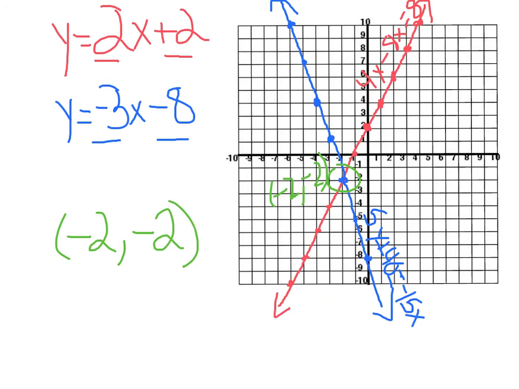So to recap, to solve a system graphically, the first thing we do is put our lines in y equals mx plus b form, or to isolate y. We then graph both of our lines and see the point at which they cross. That point will be the solution to our system of equations.